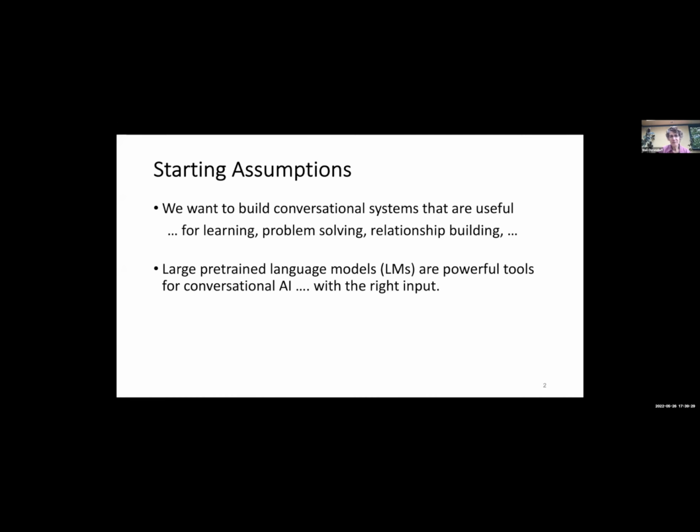First of all, I like to build things that are useful. And I think conversational interactions are useful in learning, they're useful in problem solving, they're useful in relationship building. And so I'm coming from the perspective of I want my system to actually do something. And the second big assumption is that we can use these large pre-trained language models, as lots of you are already doing, and you've heard from Michelle, to do conversational AI. They're very powerful, but I'm going to argue that the input to them matters.